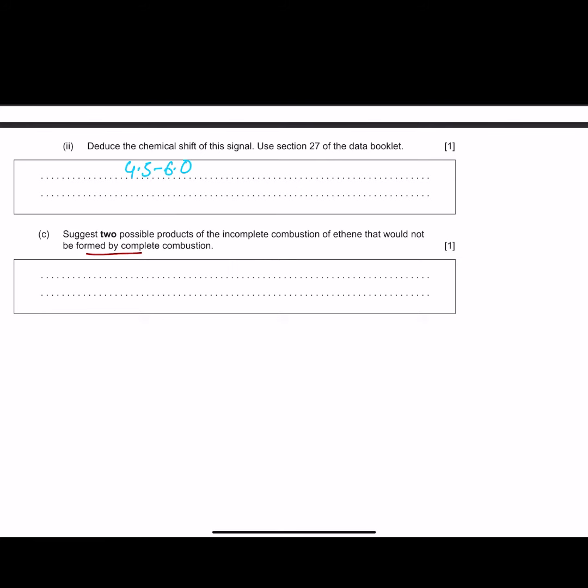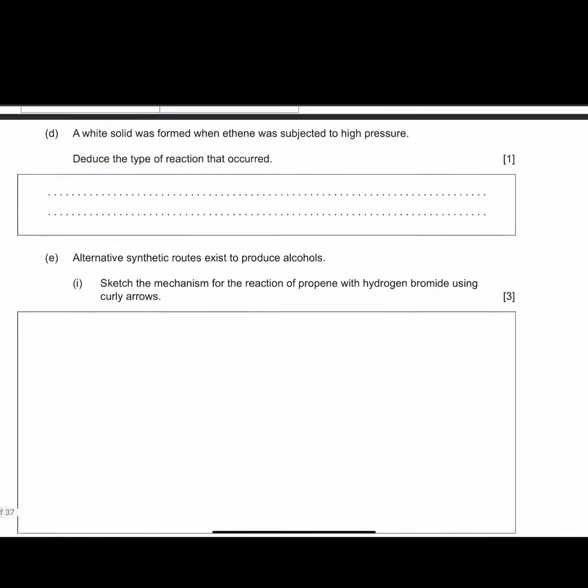So CO2 and H2O won't be the answer. The two incomplete combustion products are CO, that is carbon monoxide, and carbon, that is called soot. So yeah, that's the answer to part C. Moving on to part D.